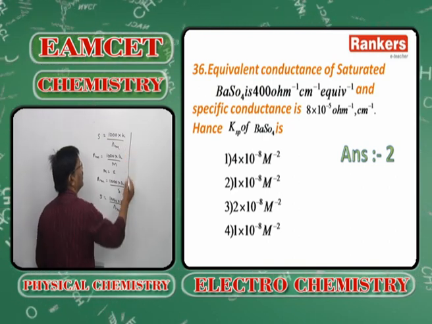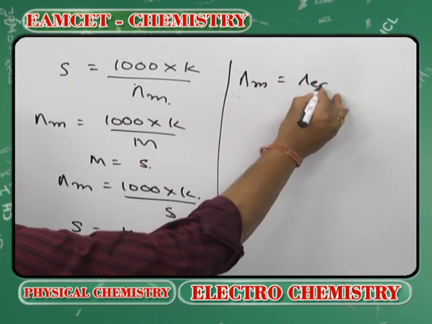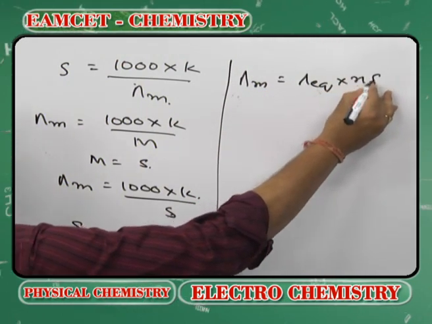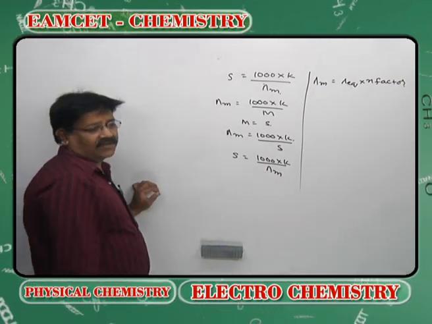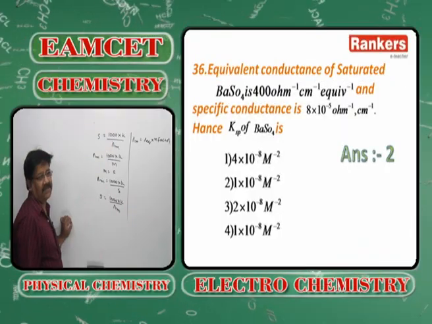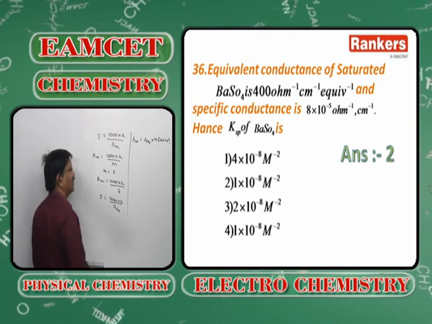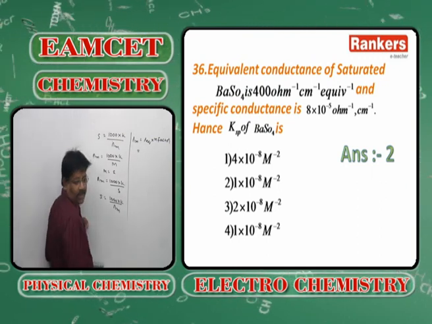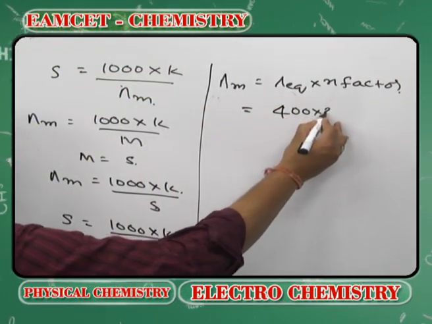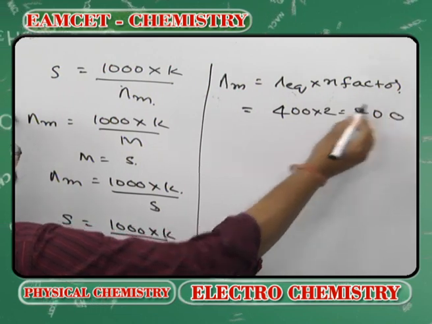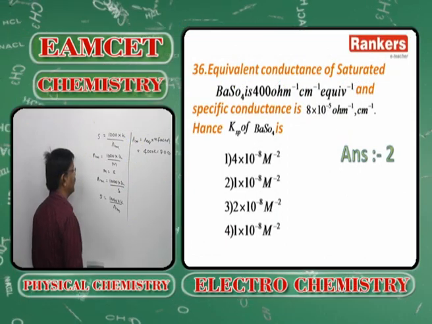How to get lambda m value? Lambda m value is equal to lambda equivalent multiplied by n factor. What is the n factor for barium sulfate? 2. Therefore lambda m will be equal to 400 into 2, 800. What is the K value? 8 into 10 to the power minus 5.